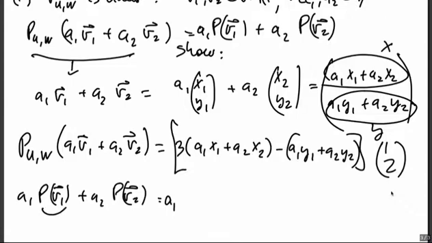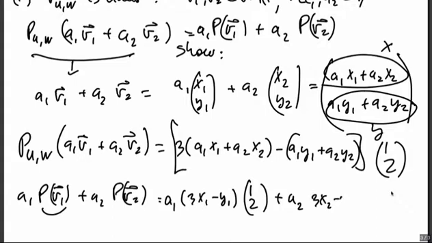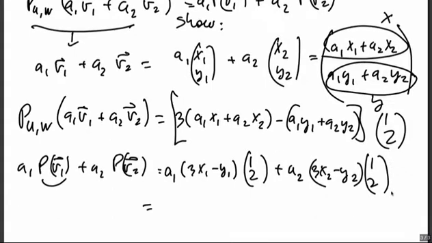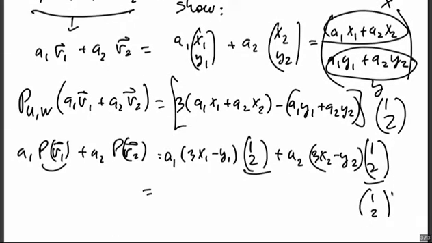So this v1 has x1, y1 coordinates. So this is 3x1 minus y1, and then the 1, 2 vector. And then the second vector is a2 times the projection of v2, which is 3x2 minus y2 times the 1, 2 vector. Well, then what we can do is factor out the 1, 2 vector at the end, and then multiply through to get here 3a1x1 minus a1y1 plus a2, 3a2x2 minus a2y2.